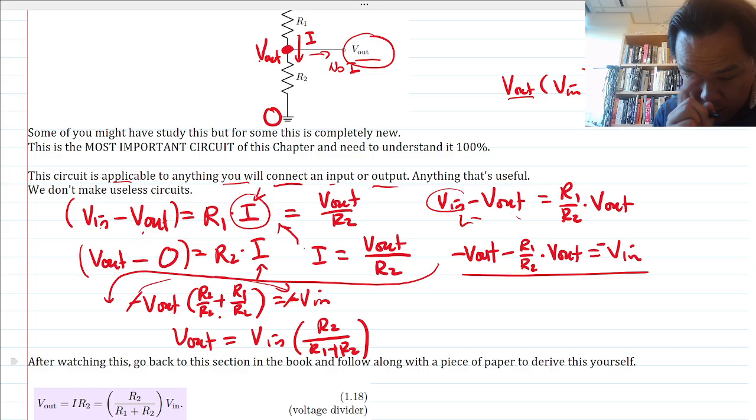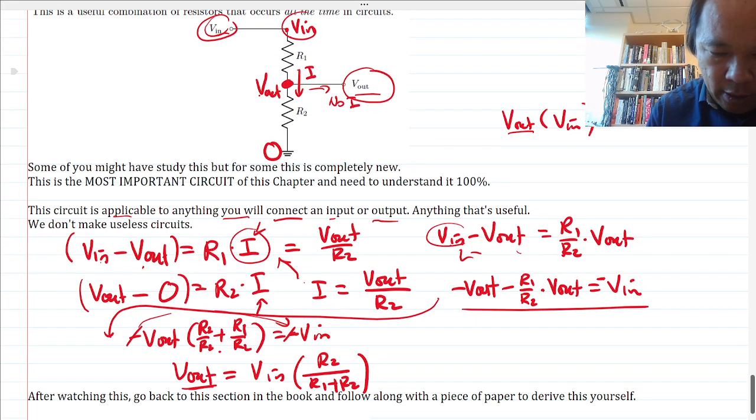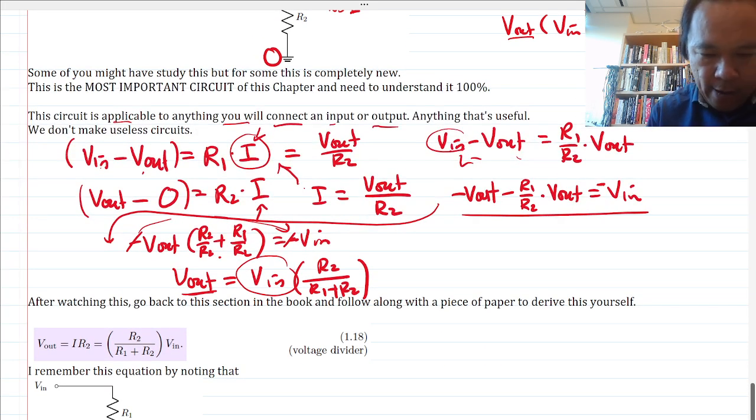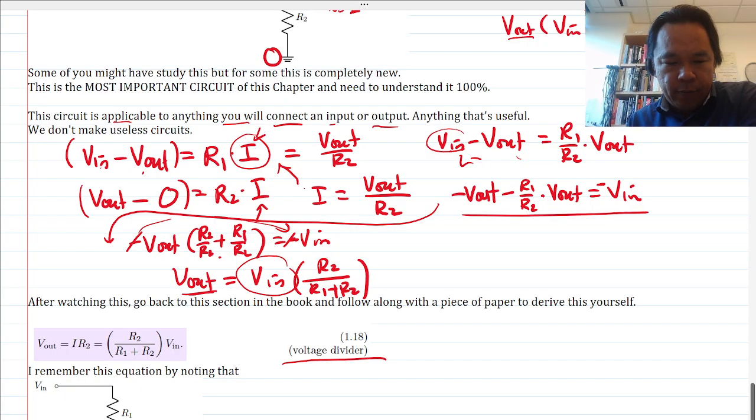Hopefully I didn't skip too many steps. Basically this is the voltage divider equation, where the output you get here is proportional to V in, of course. So if you double V in, the output also doubles. But you multiply by this factor, R2 over R1 plus R2. And that's the voltage divider equation.